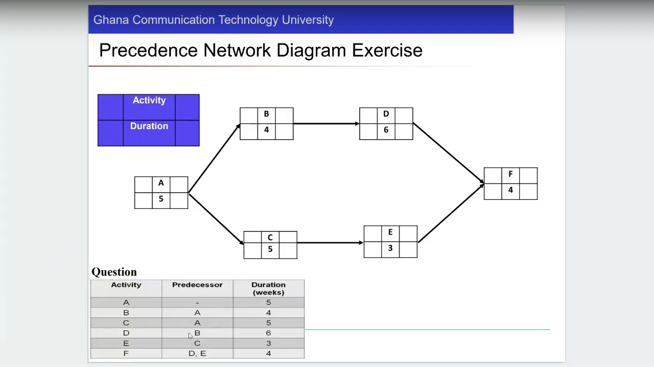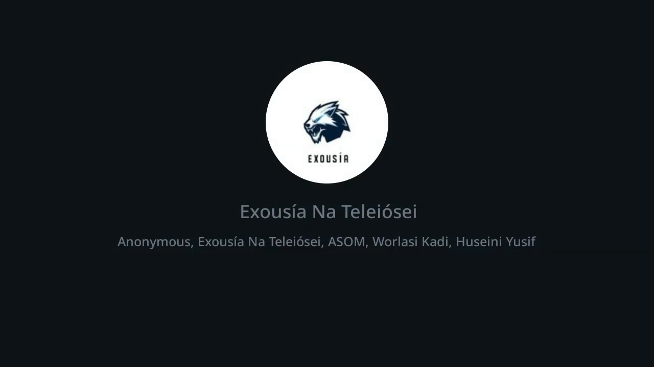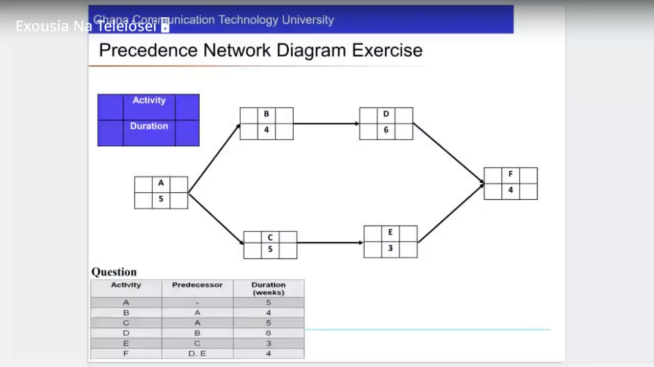And then this one says B precedes D, which means that B must finish, which is week 4, then D can start. That is correct.